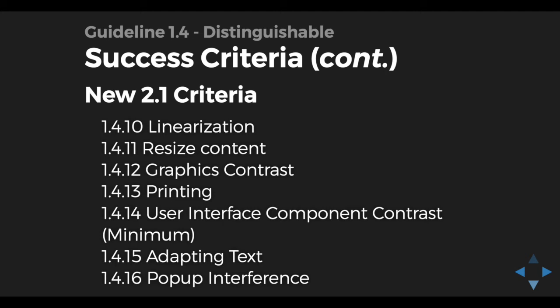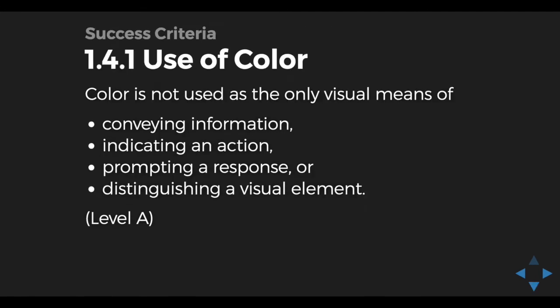User interface component contrast. Think about how many form controls you have. Let's say form fields. We just love to put the lightest shade of gray around that form field. Or maybe none. I've seen that. That would hit upon that. Adapting text. Pop-up interference. You can imagine that's amber. People are like, okay, what does that mean?